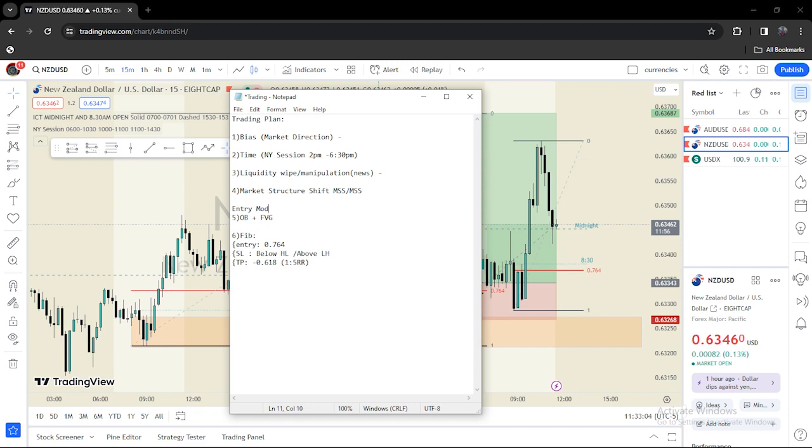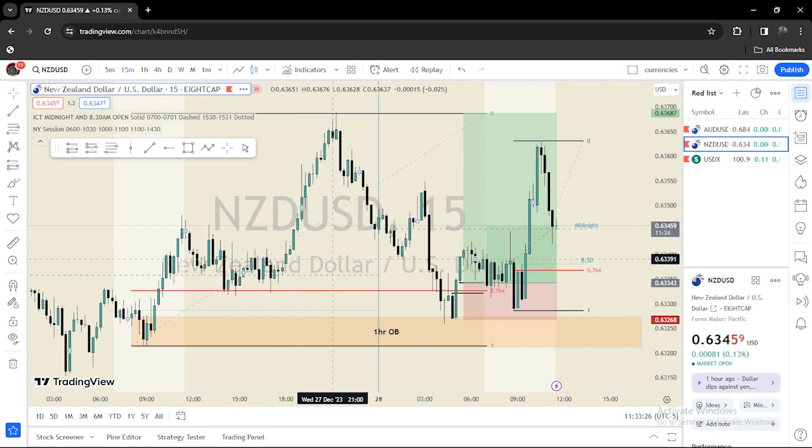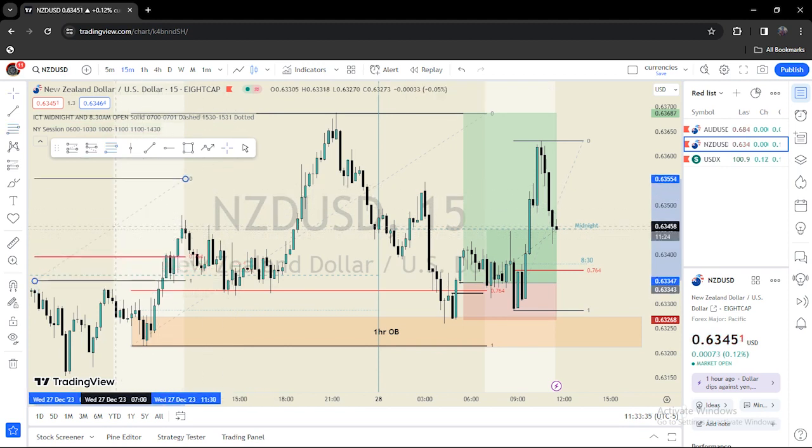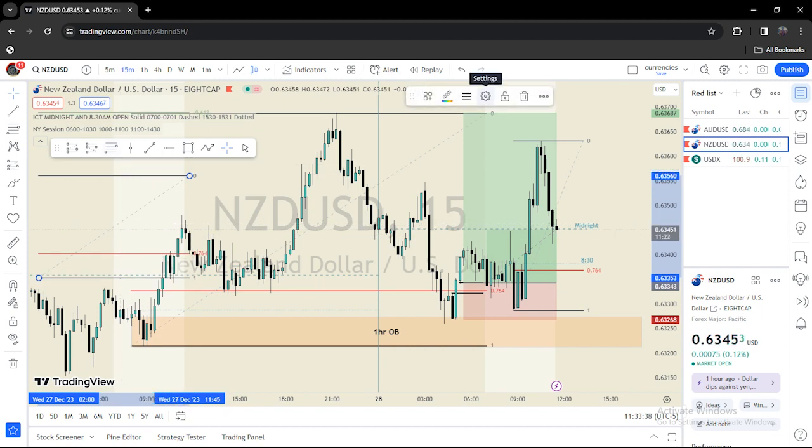For my entry models, it's either I'm using an order block. Actually, I'd love to see an order block and a fair value gap created. Then I use the Fibonacci. For my fib settings, I'll show you. Usually this is how I set my fib. I'll just take the fib here. This is how I set my Fibonacci. So let me show you the settings.